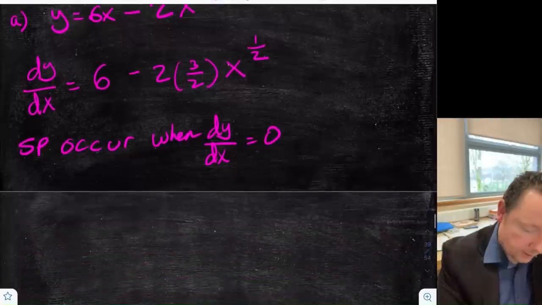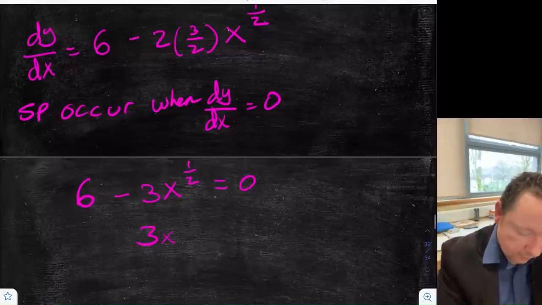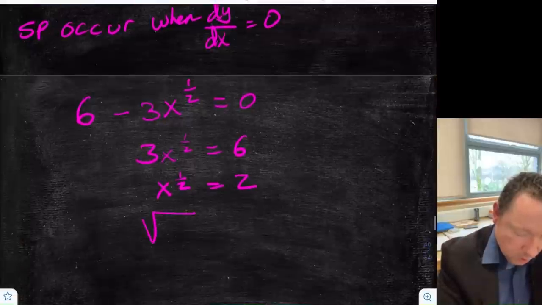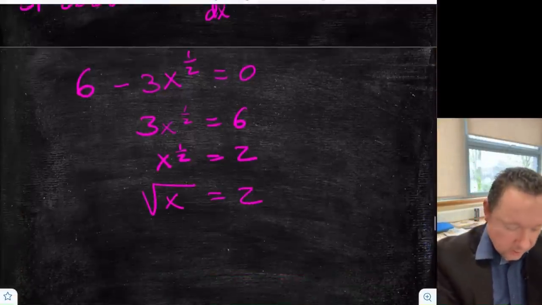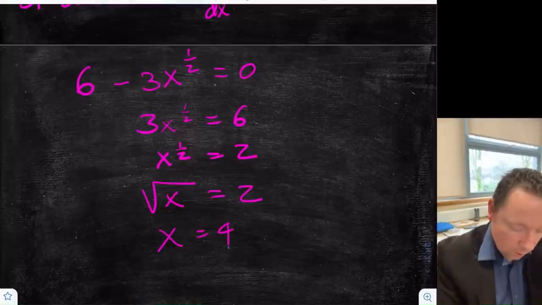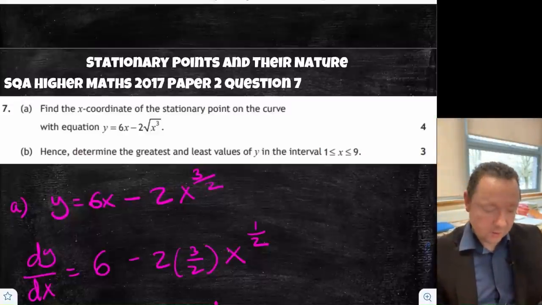So making this equal to 0, we get 6. These 2's cancel, so minus 3, x to the half equals 0. So 3x to the half equals 6, x to the half equals 2. Remember, x to the half means the square root of x equals 2. So if I square both sides, I get x equals 4. And we're done there.